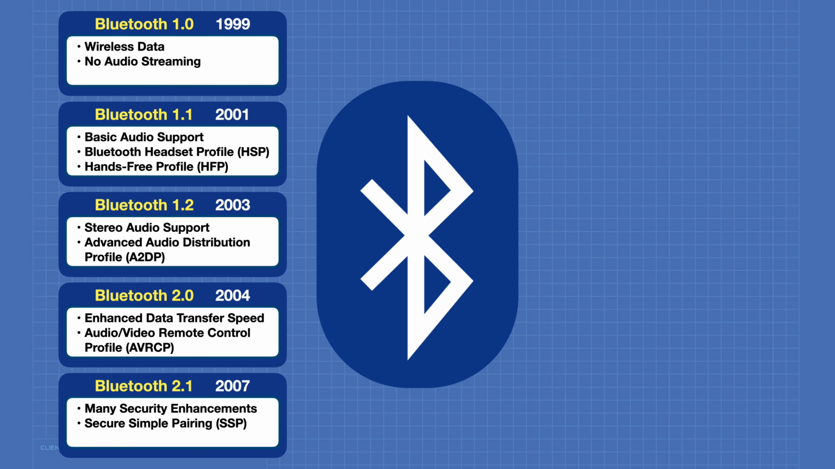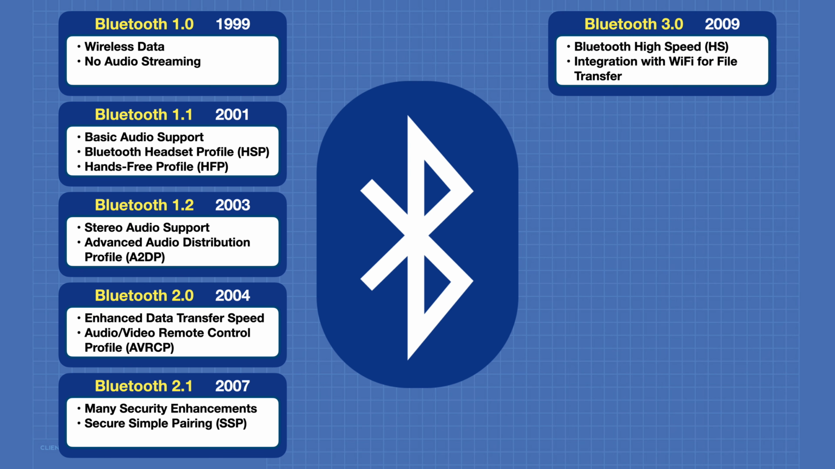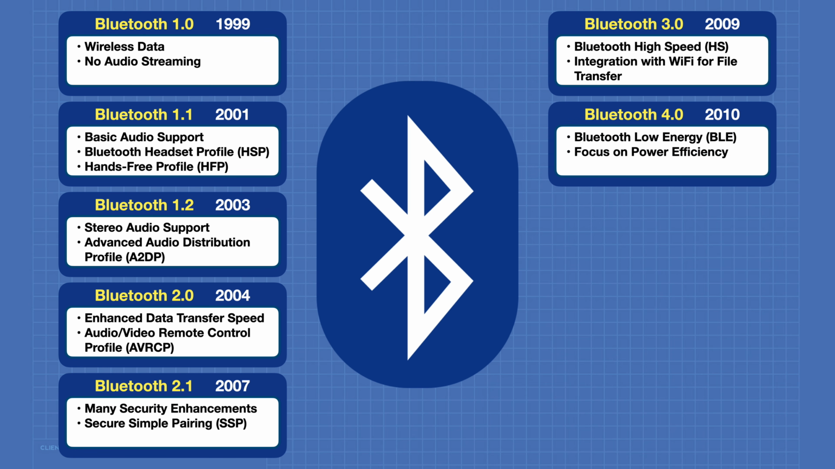Bluetooth 2.1, which was introduced in 2007, contained many security enhancements and also introduced SSP, a method of not using a PIN number to mate Bluetooth devices. Bluetooth 3.0 was introduced in 2009, and its main feature was Bluetooth High Speed. This allowed for integration with an existing Wi-Fi network for improved file transfer. Of course, the Bluetooth 4 edition, which was introduced in 2010, brought out Bluetooth Low Energy, or BLE.